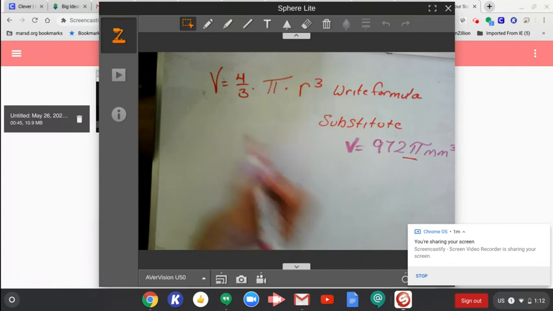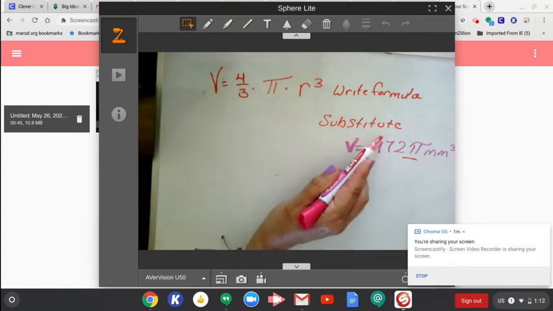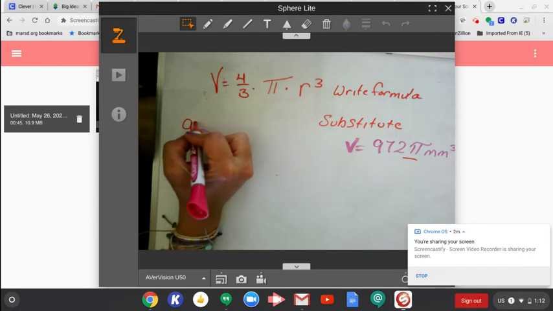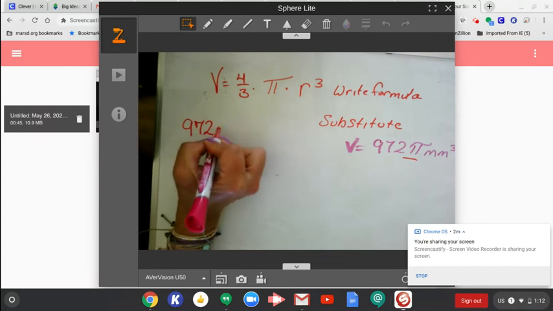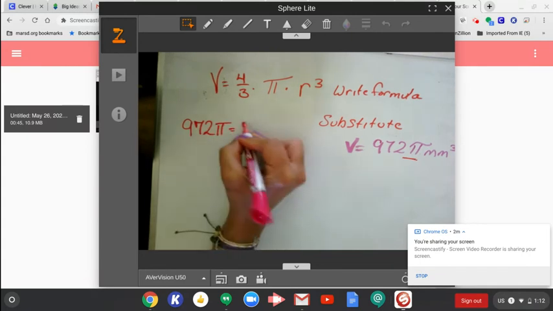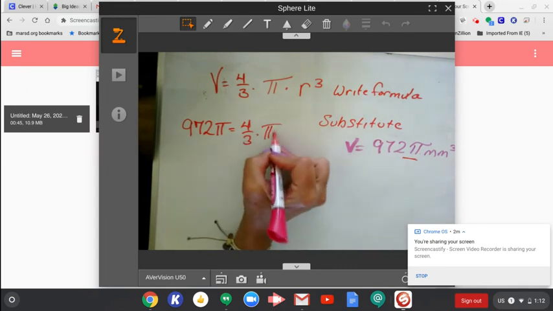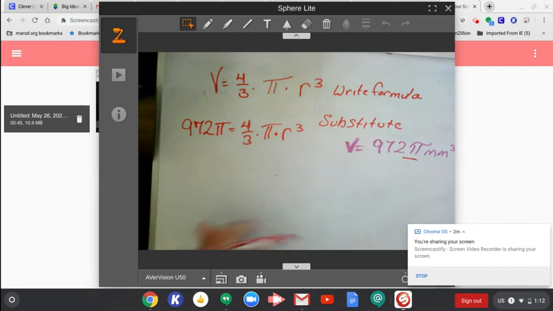Okay, the first step is going to be to substitute, and I'm going to plug in where the volume is, because I know the volume, and again I'm trying to find the radius. Write them out, 5 problems, not too much work. Remember this is what I'm trying to find. I know everything else here.